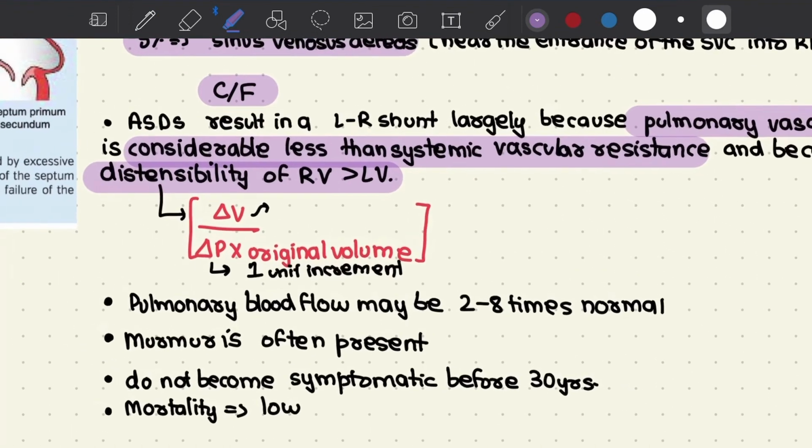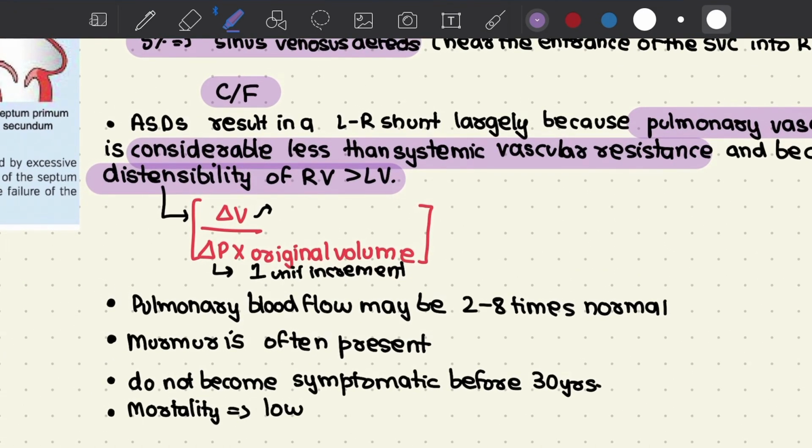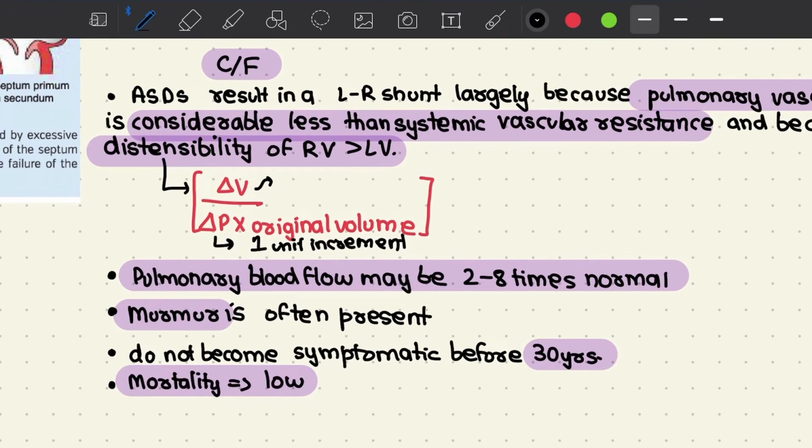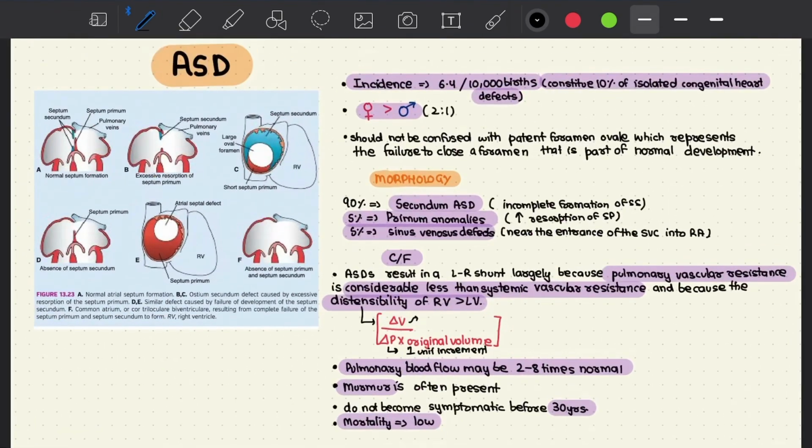And due to this left to right shunt, the pulmonary blood flow may be about 2 to 8 times normal, and a murmur is often present as a result of the excessive flow through the pulmonary valve and/or through the atrial septal defect. They usually do not become symptomatic before 30 years, the mortality is generally low, and long-term survival is comparable to that of the normal population.